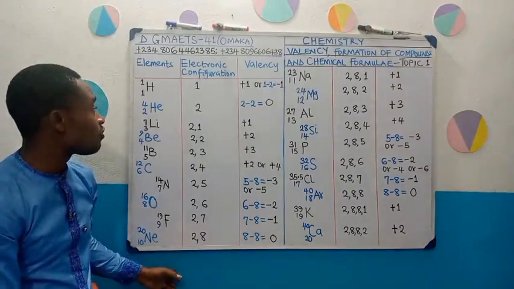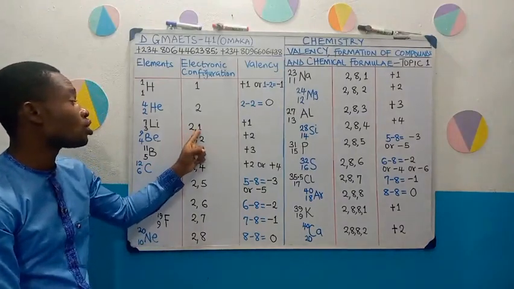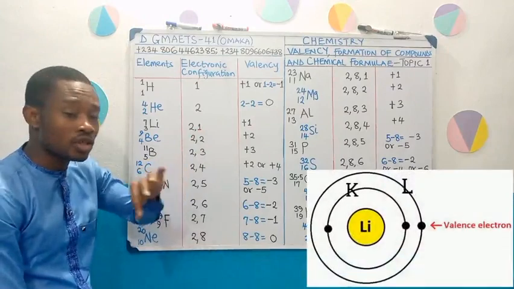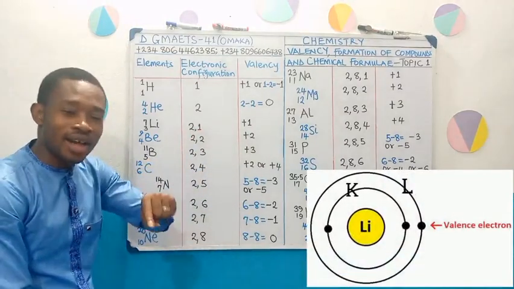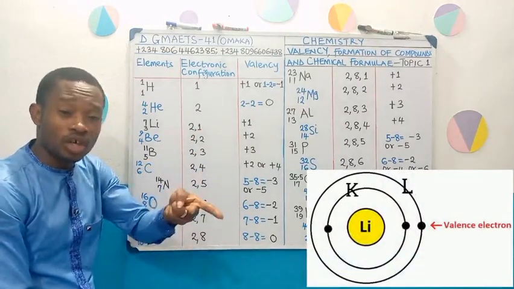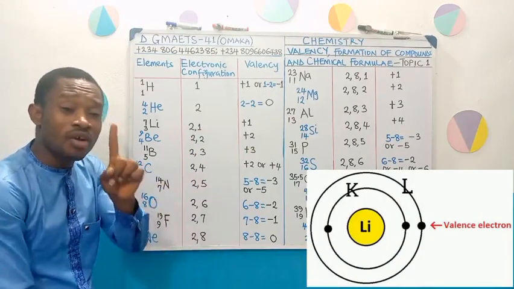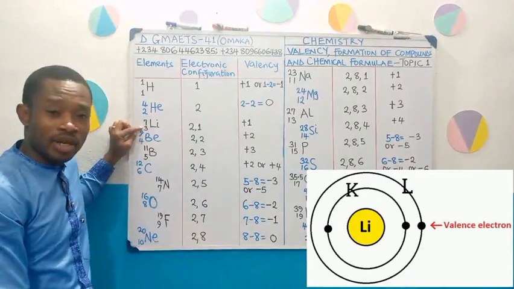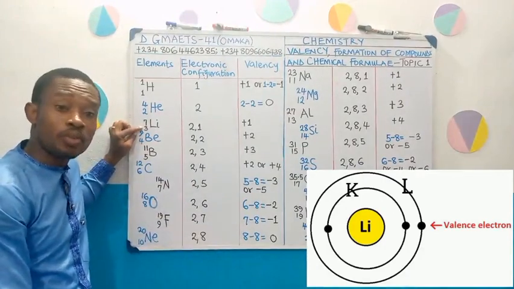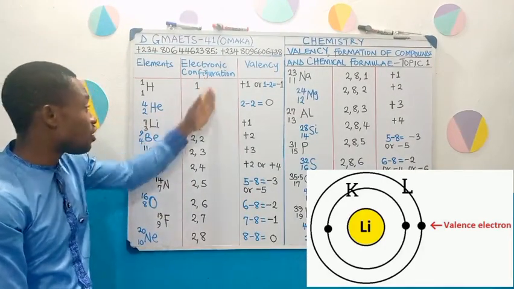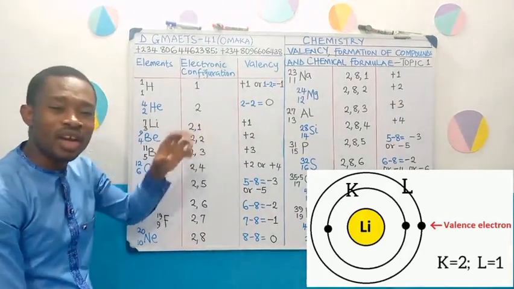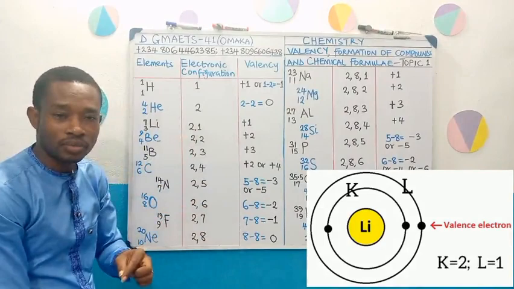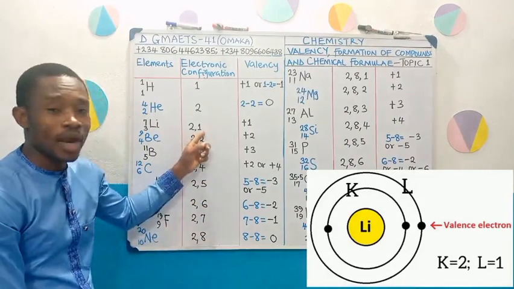Alright, the electronic configuration of lithium is 2, 1. The first shell, which is the K shell, will carry 2 electrons and is complete. So you need to add another shell, making it the second shell, the L shell. That will now carry only 1 electron, because lithium is atomic number 3, it has 3 electrons and 3 protons. And this electronic configuration is simply the number of electrons in each shell of an atom. So it's going to be 2, 1.